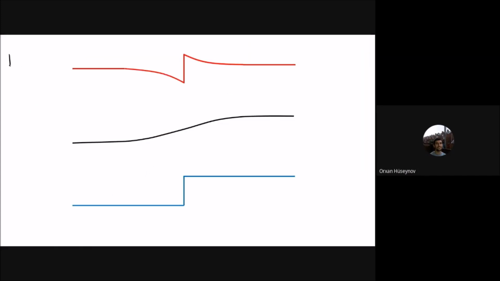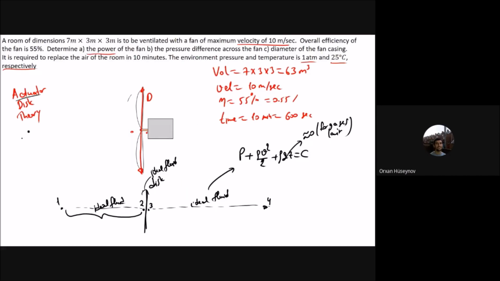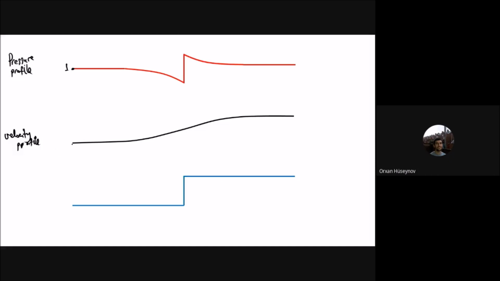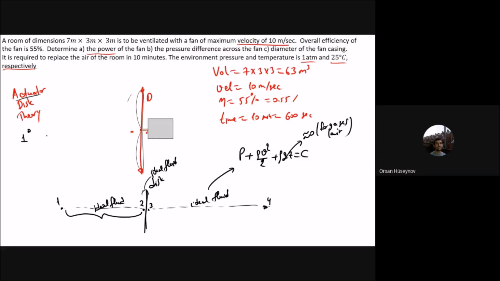This one is the pressure profile, and this one is the velocity profile. This one is point 1. It is very far away from the fan. At point 1, you have P atm, atmospheric pressure. Since it is far away from the fan, it doesn't affect the flow. Therefore, the pressure is 1 atm.